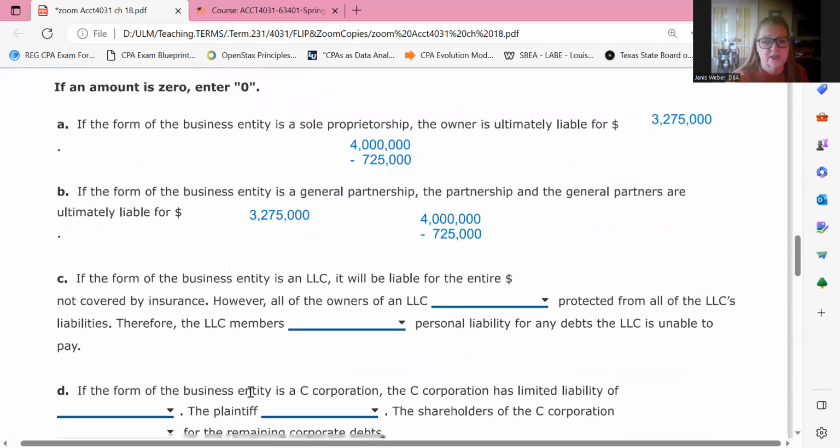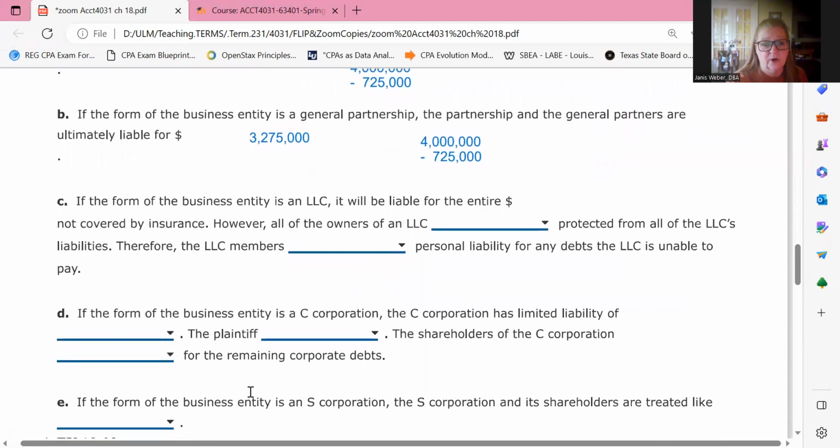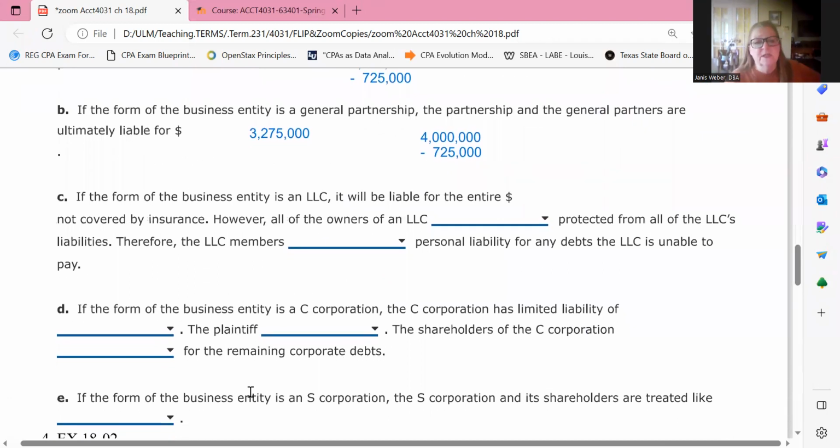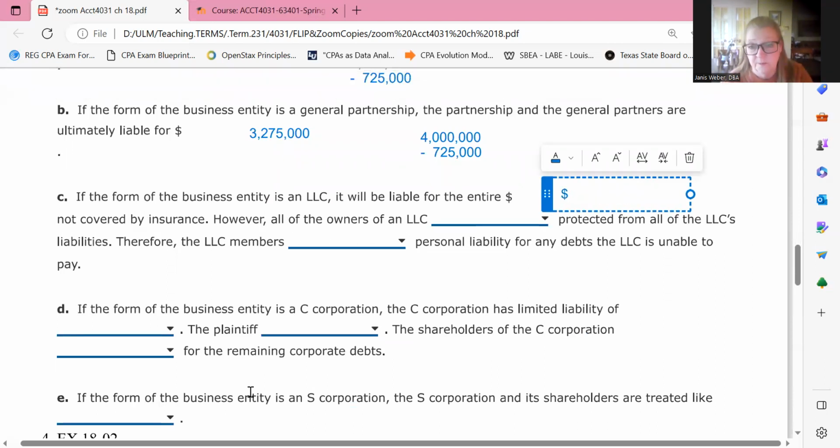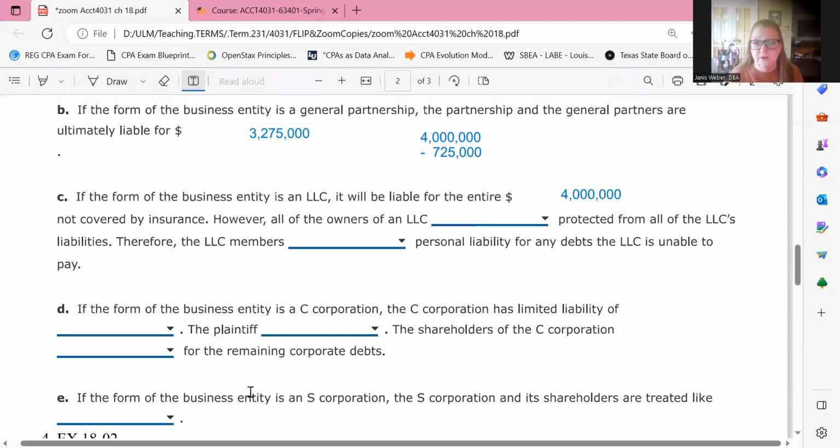Now here's the next one. This one is the one I think is confusing the way they worded. C, if the form of the business entity is an LLC, it will be liable for the entire, and the answer is the $4 million. This is why I think this one's a little confusing, because why can't they sell the assets and pay for part of it not covered by the insurance?